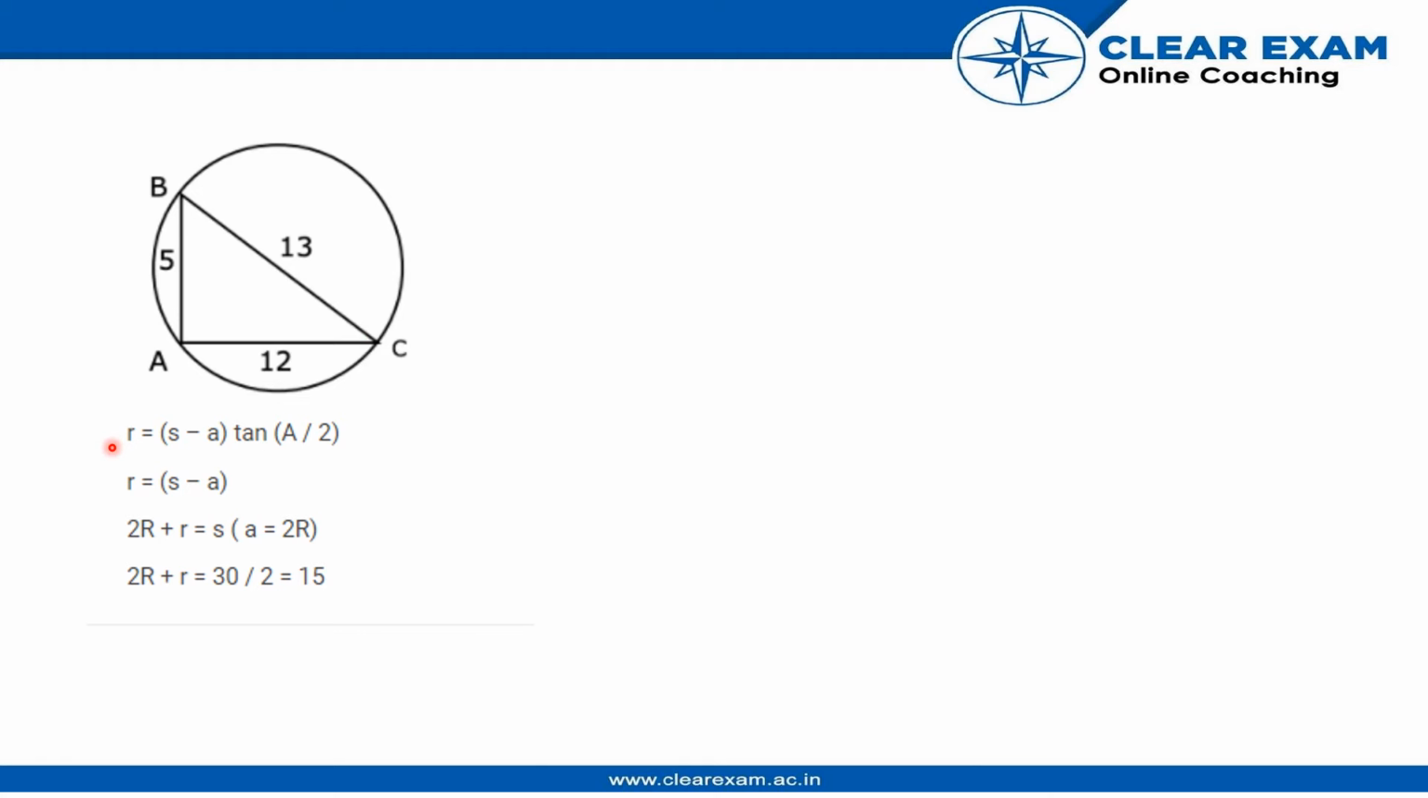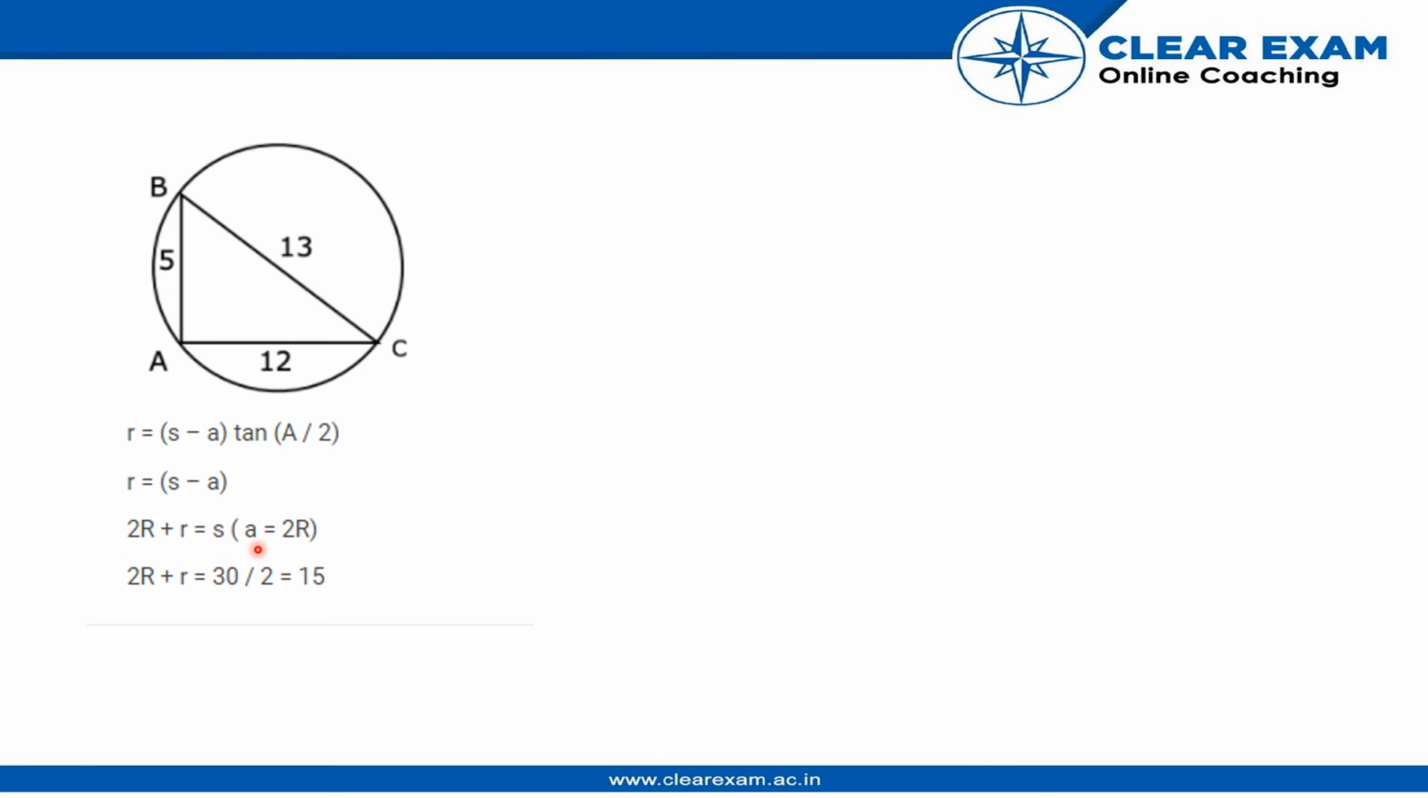Now we have the inradius, that is small r, equal to (s minus a) into tan A by 2. Now A is equal to 90 degrees. So therefore A by 2 will be equal to 45 degrees, and tan 45 degrees is equal to 1. So therefore we have the incircle's radius small r equal to small s minus a.